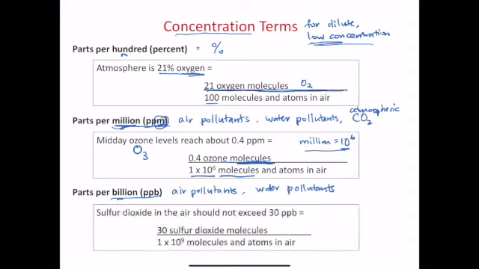So for even more dilute concentrations, lower concentrations, like the sulfur dioxide, this is an air pollutant. This is the standard, an air quality standard, that the sulfur dioxide in the air should not exceed 30 ppb. So ppb stands for parts per billion, and a billion is 10 to the 9. Okay, so this 30 ppb means that there are 30 parts in the total mixture that has 10 to the 9, a billion parts.